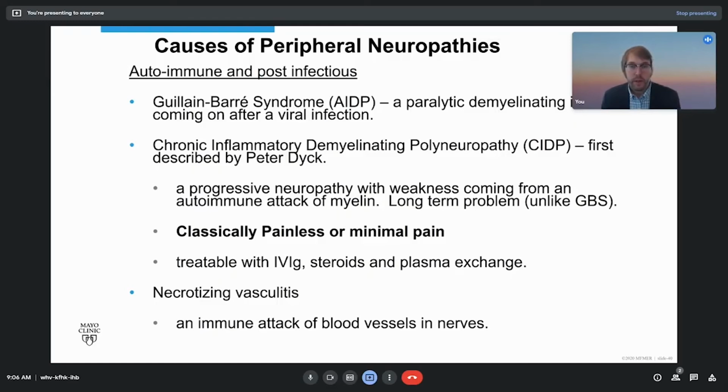The good news about Guillain-Barré syndrome is that many people who have had it make a nearly complete or complete recovery if they are able to be supported during the time that they have their illness.